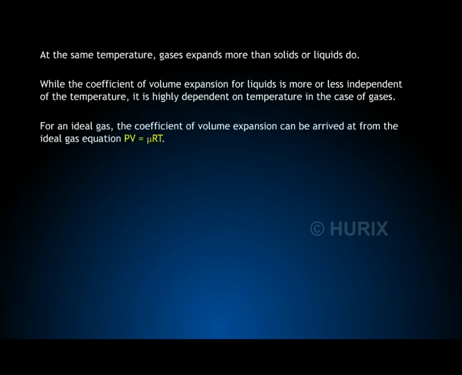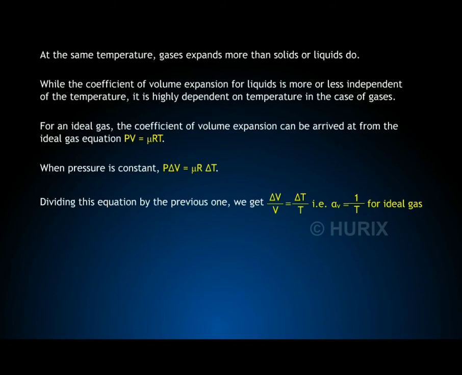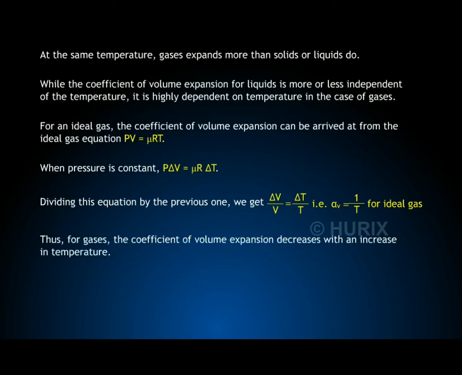For an ideal gas, the coefficient of volume expansion can be arrived at from the ideal gas equation, PV equals mu RT. When pressure is constant, P delta V equals mu R delta T. Dividing this equation by the previous one, we get delta V by V equals delta T by T, that is, alpha V equals 1 by T for ideal gases. Thus, for gases, the coefficient of volume expansion decreases with an increase in temperature.